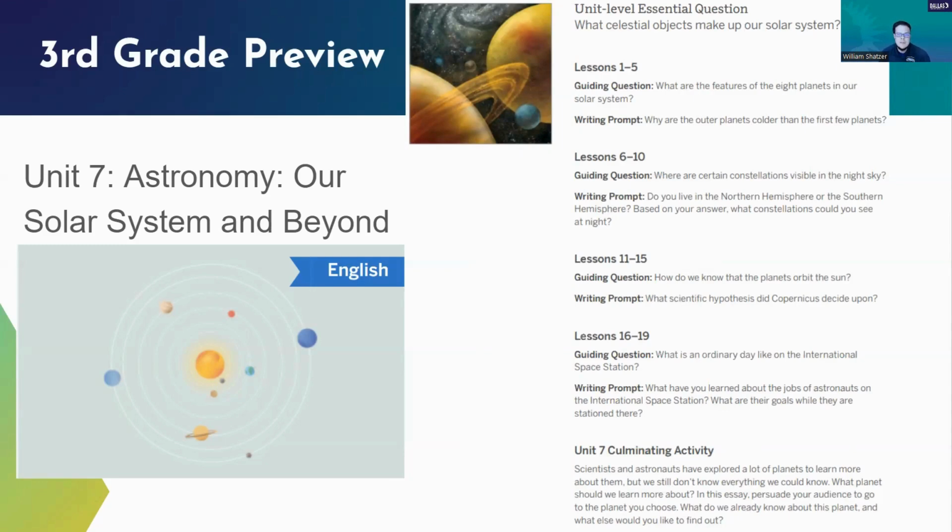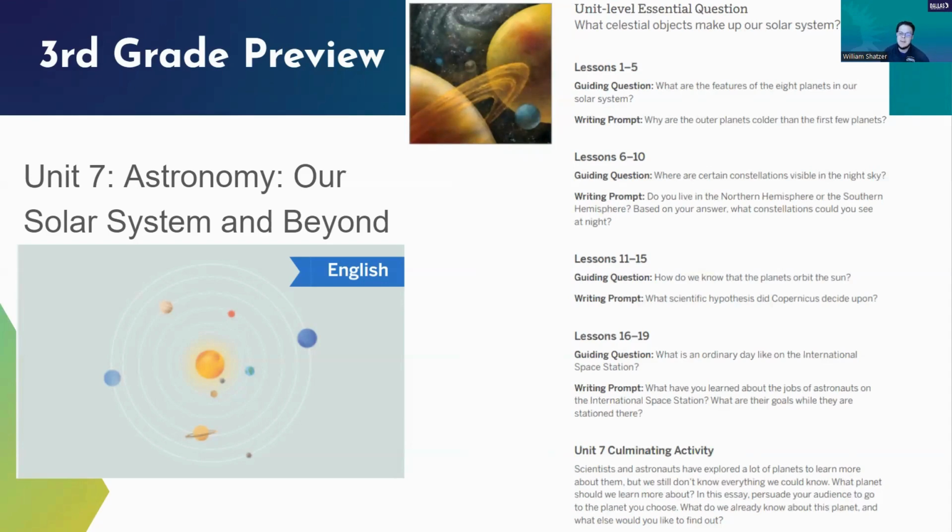And one of course, the guiding questions is one of those major questions or themes of the lessons that we want our students to be able to keep in the back of their head while they're going through these lessons, and hopefully be able to answer and respond to by the end of that chunk of lessons. Then at the very bottom, it also gives you a culminating activity for that entire unit.